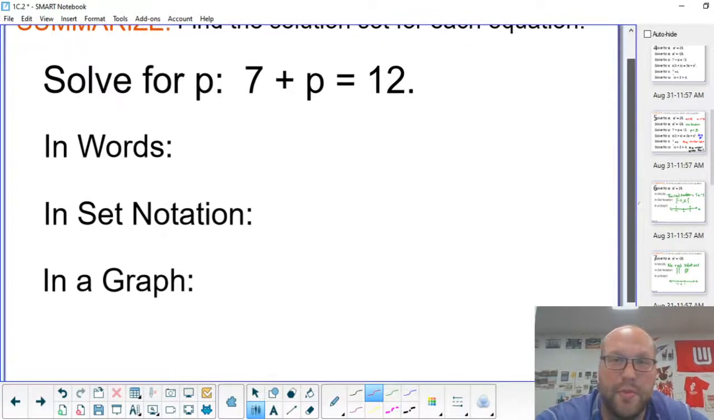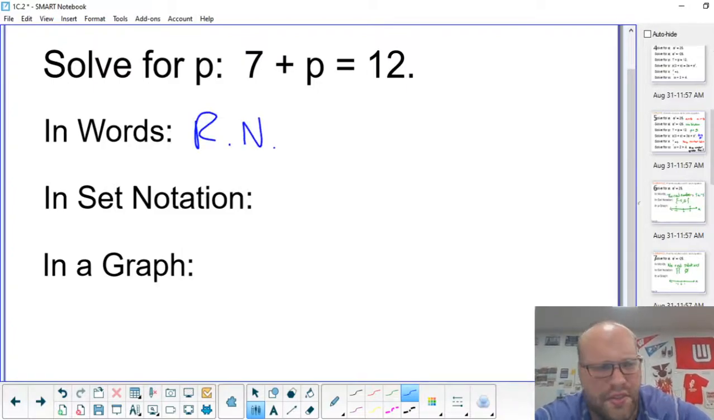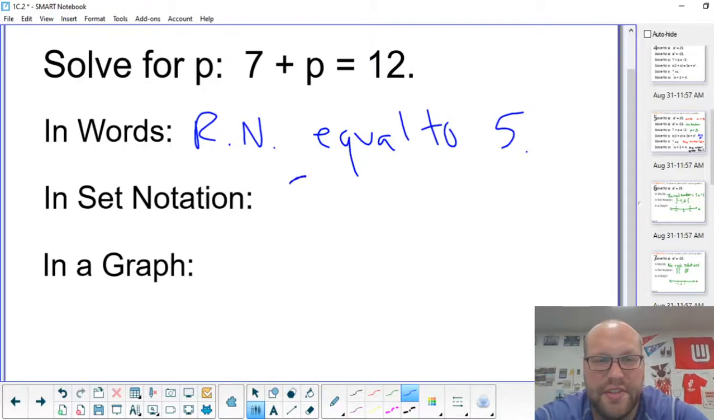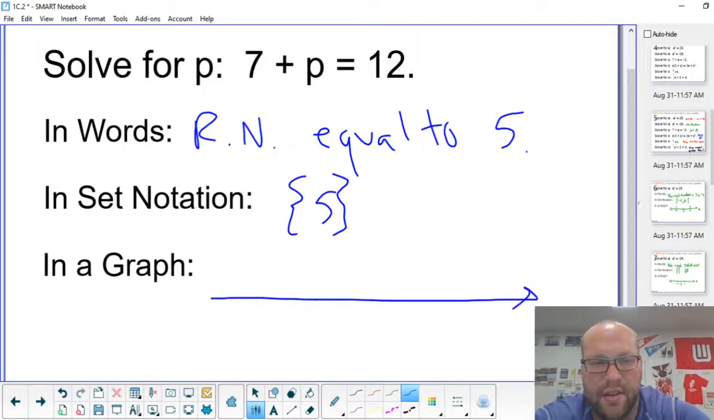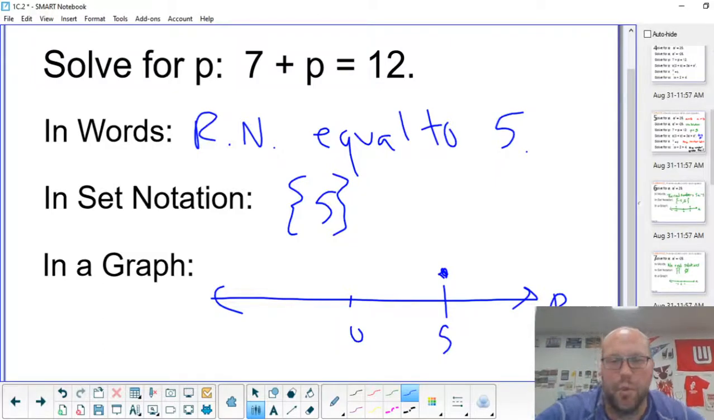Another case that can come up is we just have a singular answer. And same thing, we have to at least specify, I'm going to just say real numbers, just for abbreviation purposes, equal to, and in this case it's 5. So it's just the number 5. The set notation is just the number 5, and the graph is just the number 5. So the variable is P, here's 0, here's 5, here is my solution. So we're just representing our solutions in different ways.